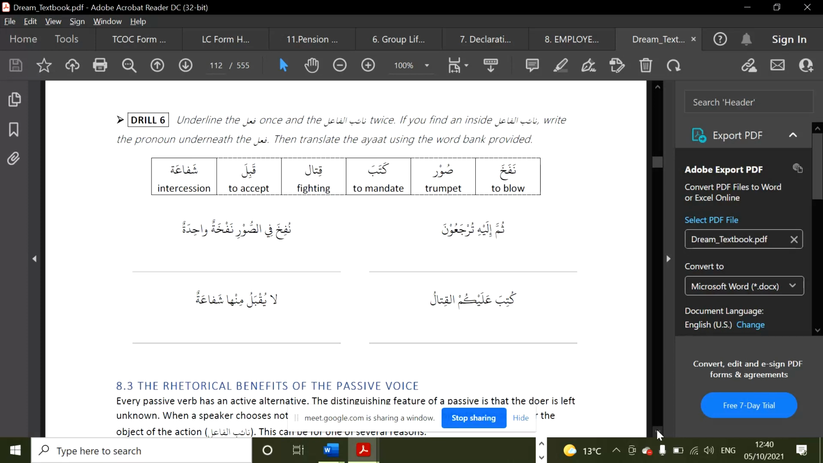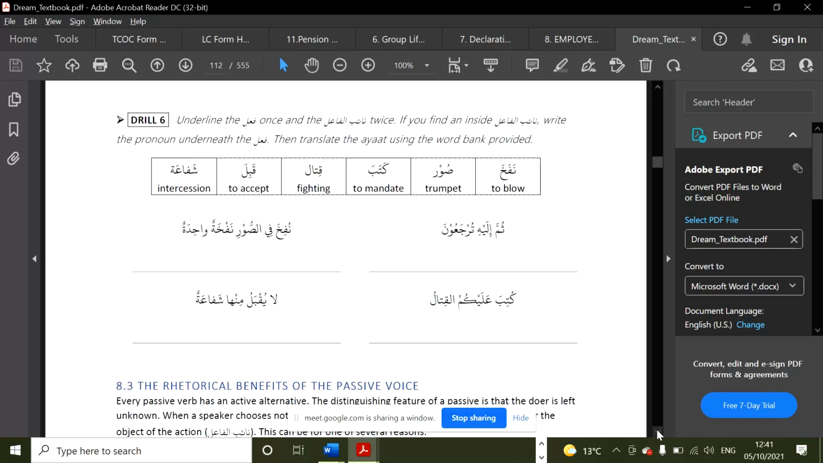So la yuqbalu. Here we have la, which is a negation. Yuqbalu begins with ya, so it could be fi'l mudari. It's starting with a dhamma, and we have a fatha after it, so this is going to be mabni al majhul. It's ending in a dhamma, so we are going to look for an outside naibul fa'il, not fa'il. The hidden pronoun is huwa, so we're going to be looking for the outside naibul fa'il.